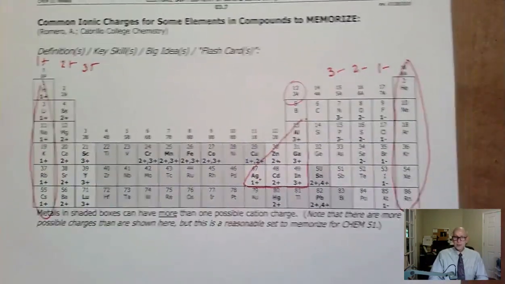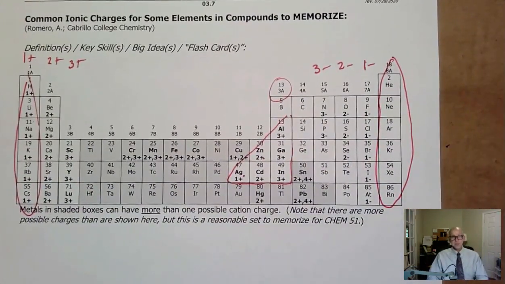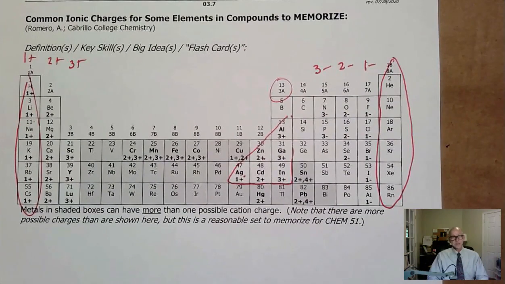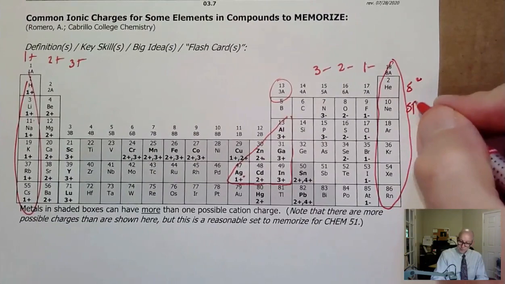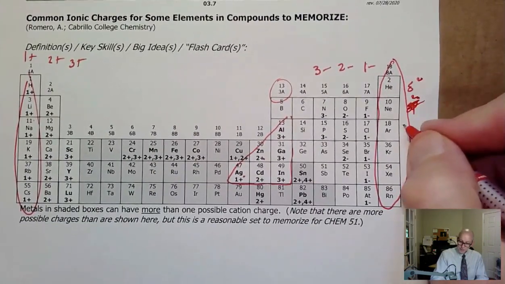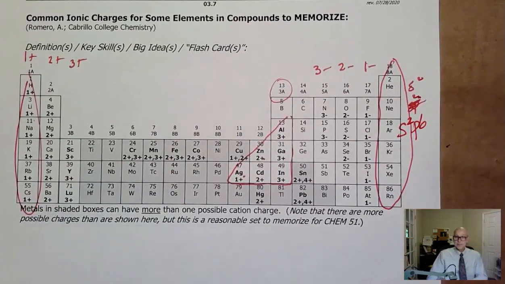So why don't we write charges over there for helium, neon, argon? They don't do this. They're already done. Helium's s2, everybody else is s2, p6. They're not going to gain or lose electrons.